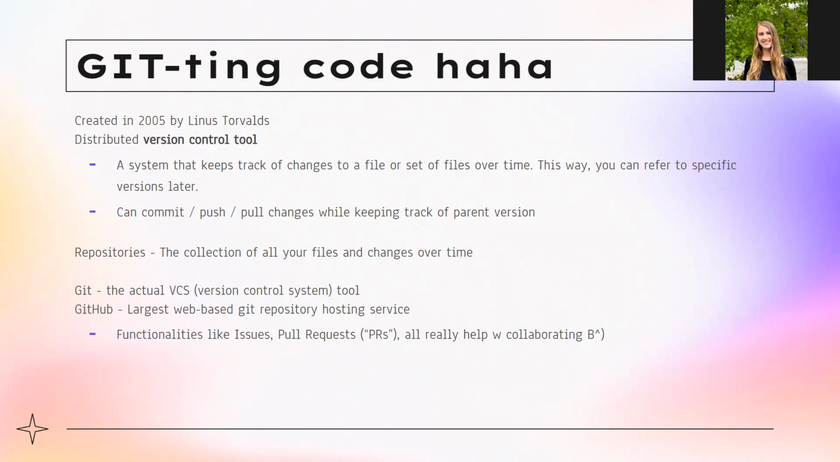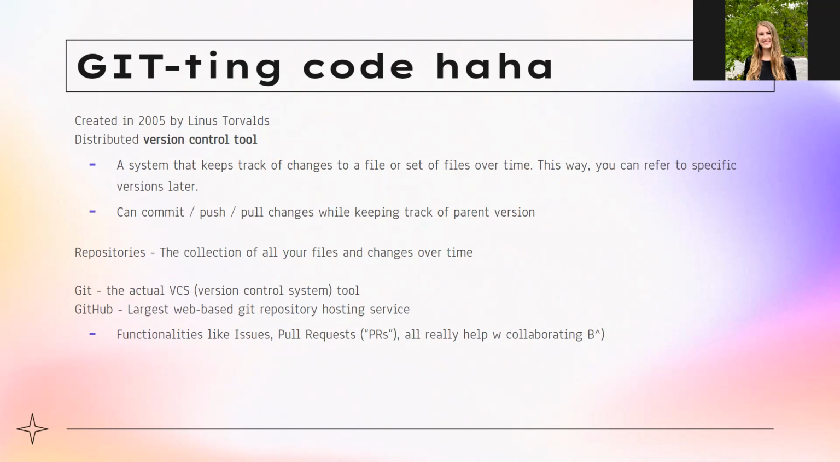So Git is the version control system tool, and GitHub is basically the largest Git platform or hosting service that people use today. There are billions of repositories there, don't quote me on that. But GitHub is really popular because it helps make collaborating on code a lot more streamlined.